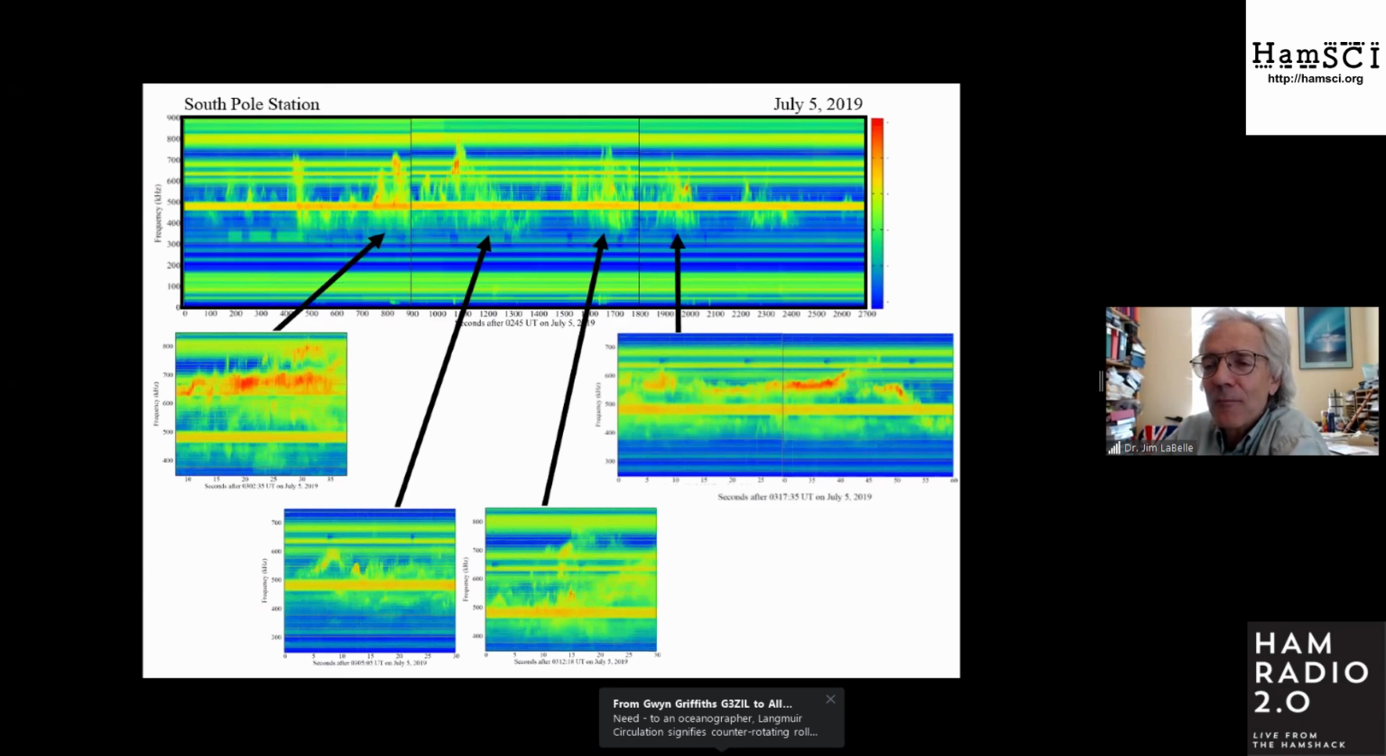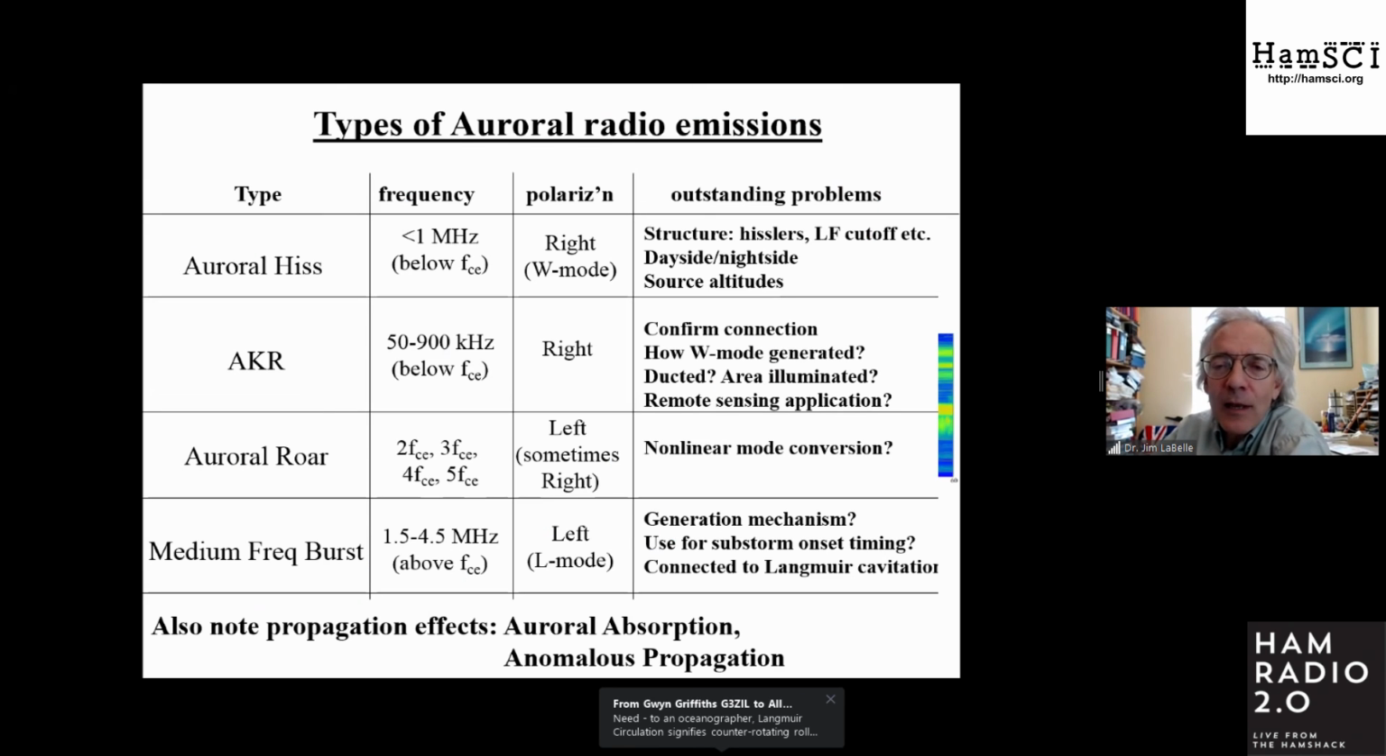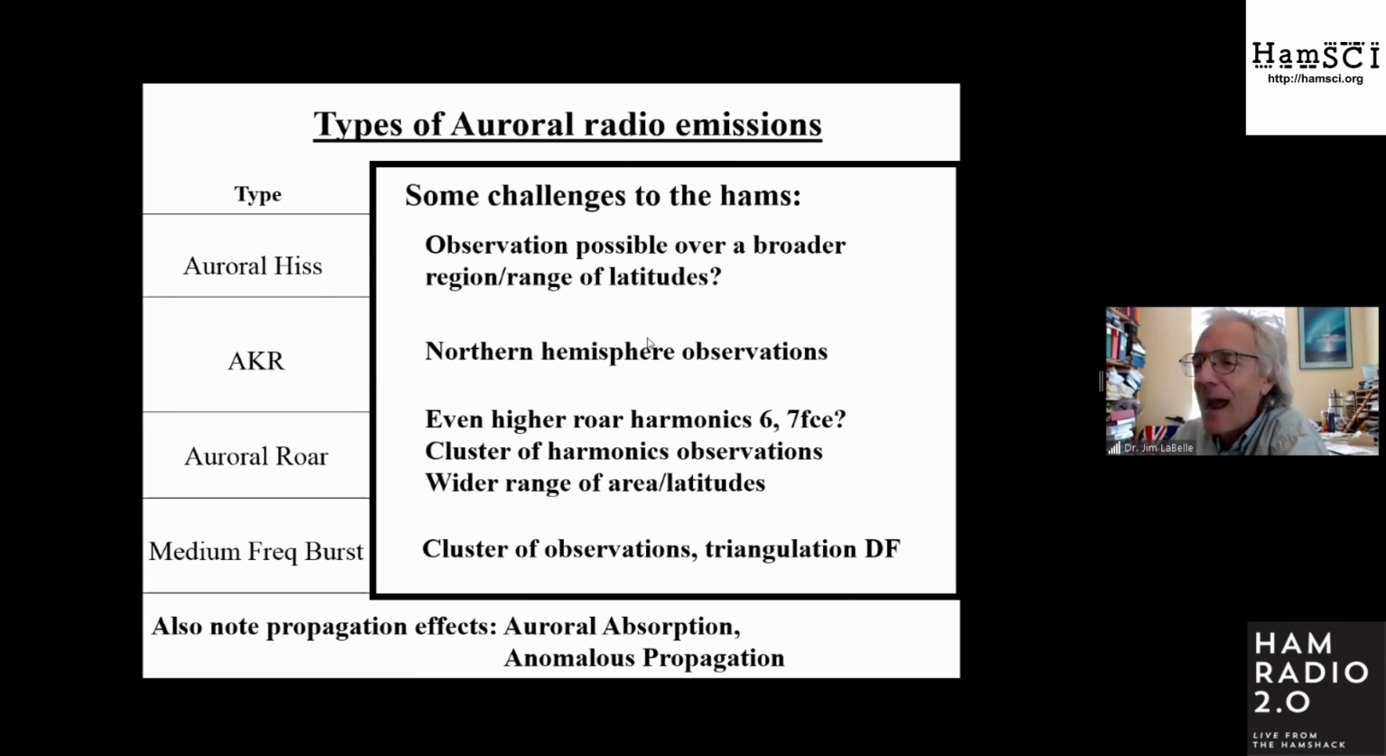Okay, so I was going to end with this slide here, which is kind of summarizing the 4 emissions, their characteristics, and what the outstanding scientific questions are. But I realized I should rather put out some challenges to the hams. And so, on each of these, I think there are some things that, citizen science, if amateur radio hobbyists can tune up their gear to look for these things, there's some things that would be interesting to do.